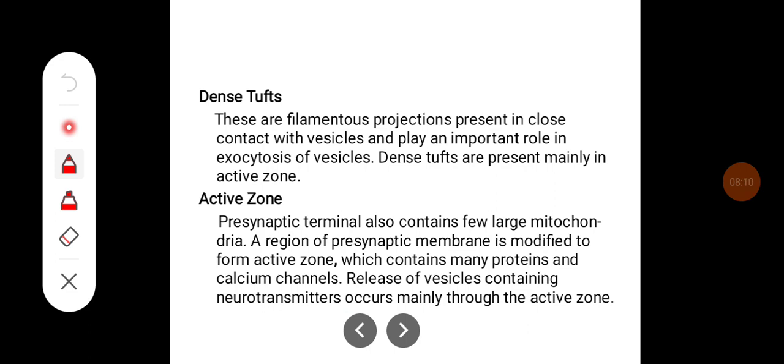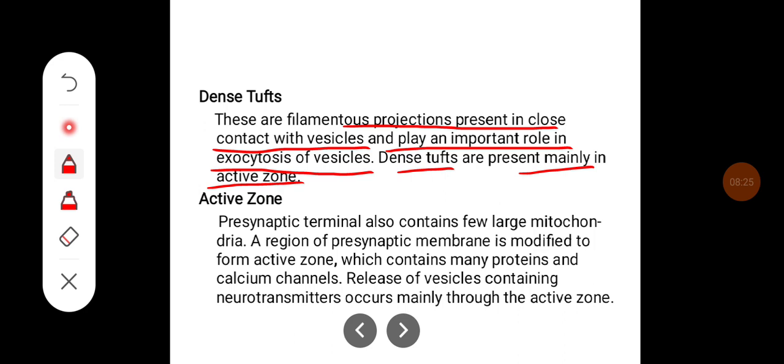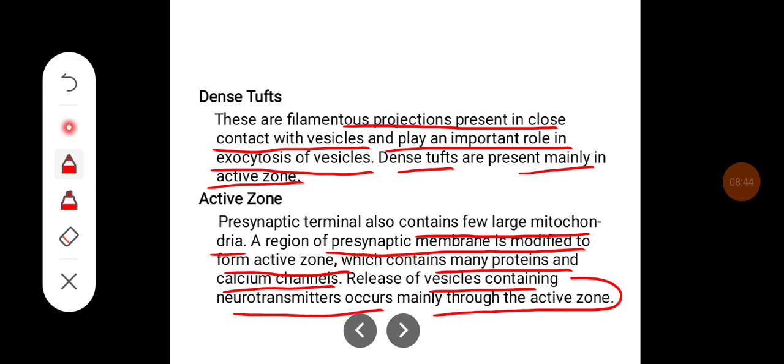Dense stuff are filamentous projections present in close contact with vesicles and play an important role in exocytosis of vesicles. Dense stuff are present mainly in the active zone. The presynaptic terminal also contains a few large mitochondria. A region of the presynaptic membrane is modified to form the active zone, which contains many proteins and calcium channels. The release of vesicles containing neurotransmitters occurs mainly through the active zones.